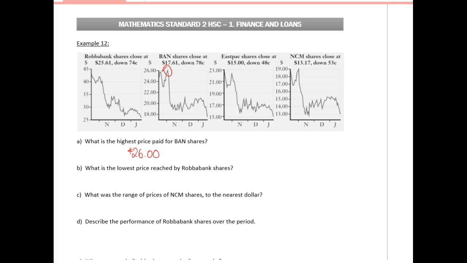What's the lowest price reached by Robobank? Well, here's Robobank, the lowest, I reckon that's right at the end. That's the lowest it's got to over that period. And in fact, it tells us that it closes at $25.61, so I can be a bit more specific there. $25.61. Now, when you're looking at these things, it's important to notice we have what's called a truncated vertical axis. It doesn't go down to 0. So it's not as though they've lost all of their value, because that's not a 0 at the bottom.